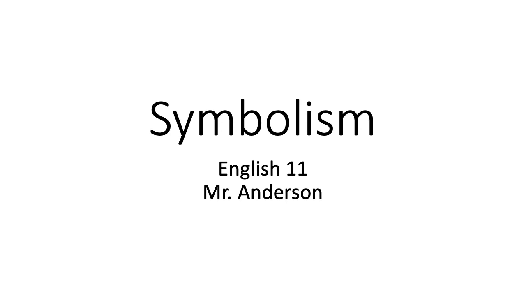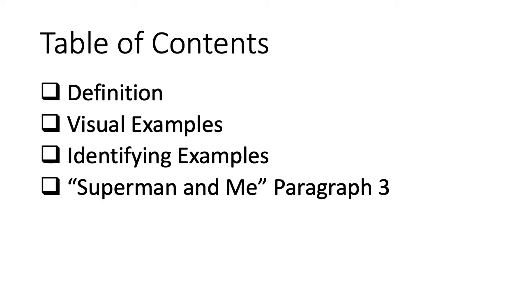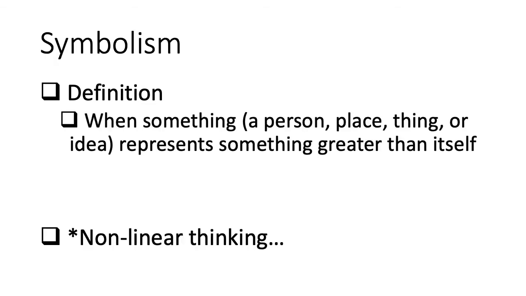All right, so today we're going to be talking about symbolism. We're going to go over the definition. We're going to talk about a couple visual examples, identify some examples of what it would look like in things we've read this year so far, and then talk about paragraph 3 from Superman and Me.